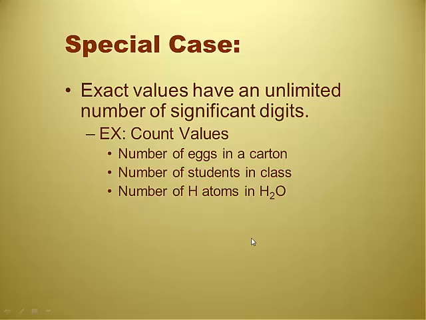You're not really going to measure that because there's not really a measuring device that measures 12 eggs in a carton. You look at it and you count 12 eggs. You wouldn't have a ruler out. The number of students in a class, I don't really have a measuring tool. There's not a meter stick or anything that measures how many students are in my class. I just count it. The number of hydrogen atoms in H2O, so there's 2. So that's a count also. So count values don't have any sig figs. Got it.